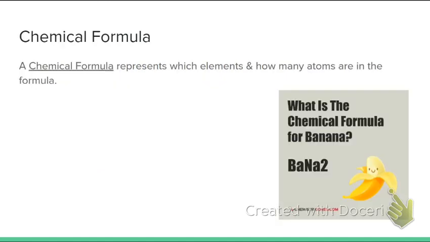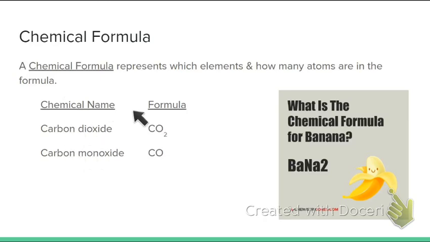So what is a chemical formula? It represents which elements and how many atoms are in that formula. Sometimes we have chemical names that actually tell us what's in the formula. Examples are carbon dioxide and carbon monoxide. That di and that mono are prefixes which help us identify how many oxygens we have. Di means 2 and mono means 1.